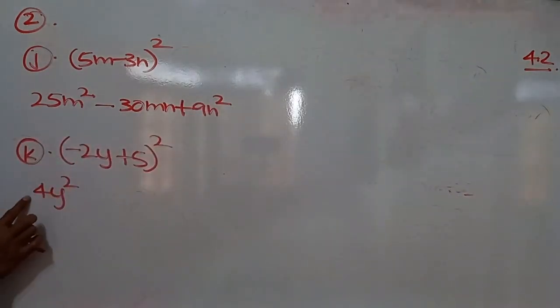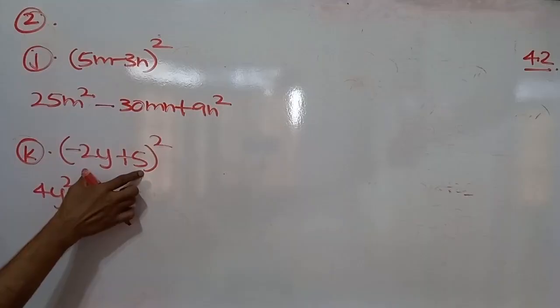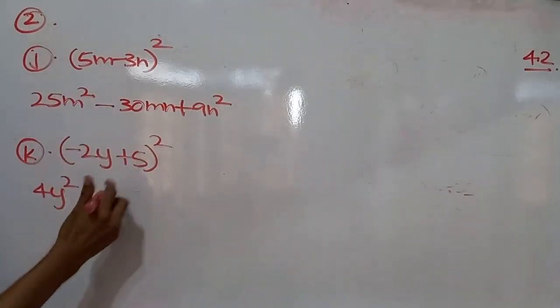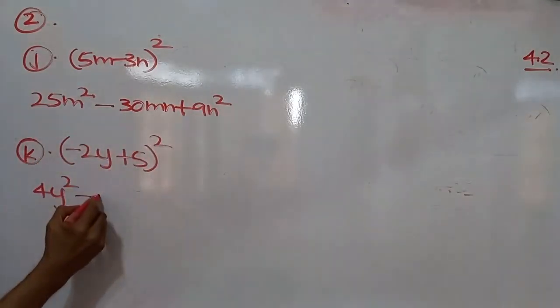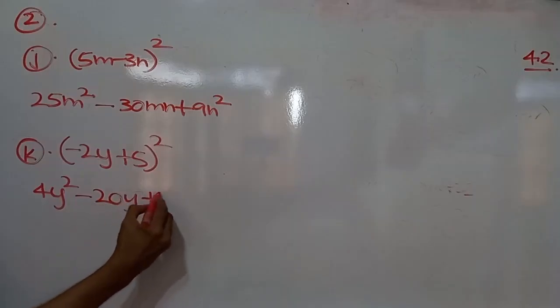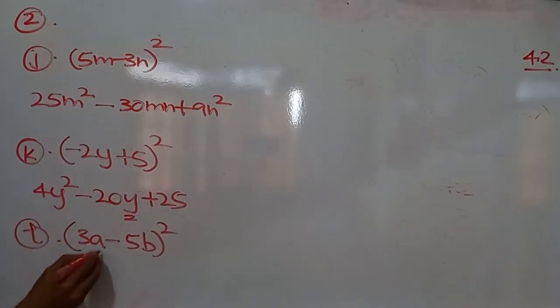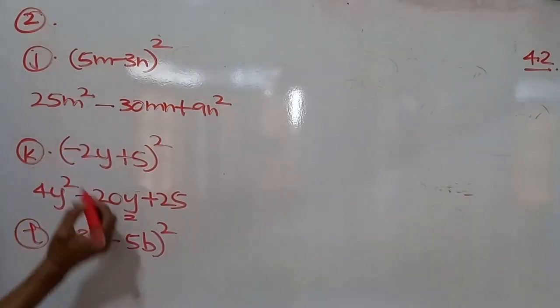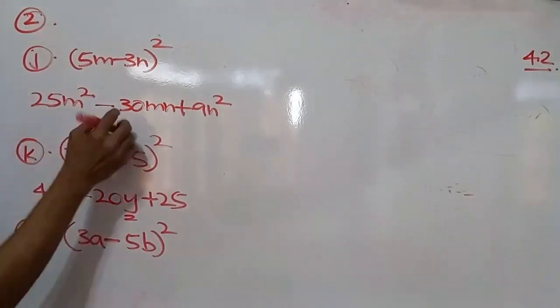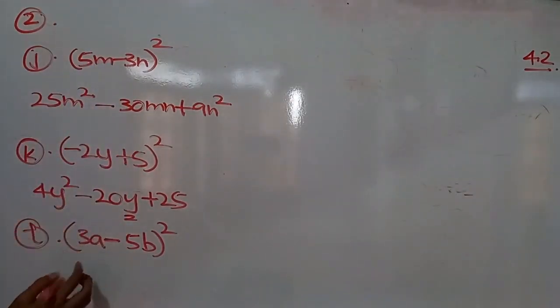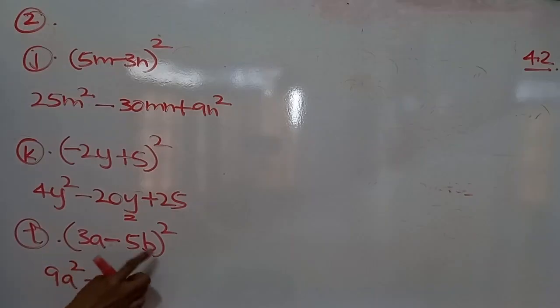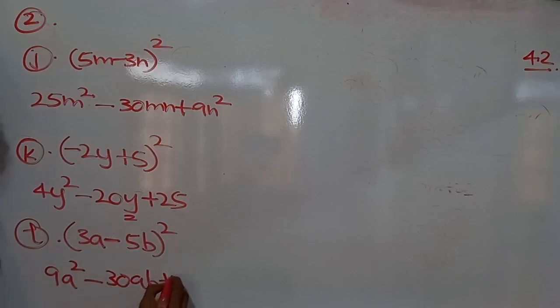4y squared, that's a positive value. Then multiply these two. We get what? 10y, negative 10y. Multiply that again by 2. Negative 20y plus 25. Now look, in each of these there is a negative, so when expanded there will definitely be negative terms, and here too. So this becomes 9a squared minus, when we multiply these two, what? It will be negative 15ab, again multiply that by 2, negative 30ab plus 25b squared, right?